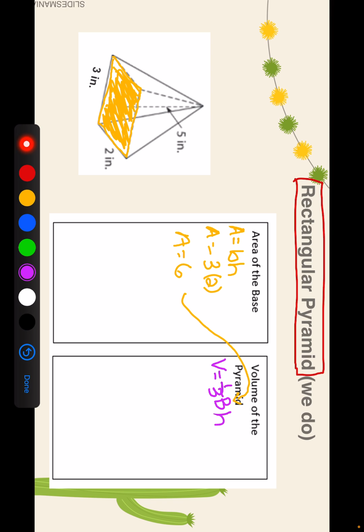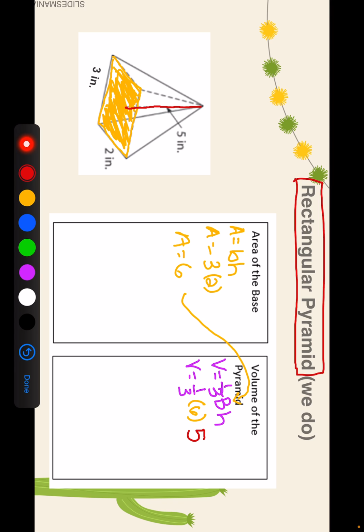So now we're going to have V equals 1/3 area of the base, which we said is 6, times the height of the pyramid. And the height of the pyramid is always going to go from the base to the very tippy top point. Okay, the very top point. And what is our height? Okay, if we said 5, that is correct. All right, so now we can go ahead and solve that.